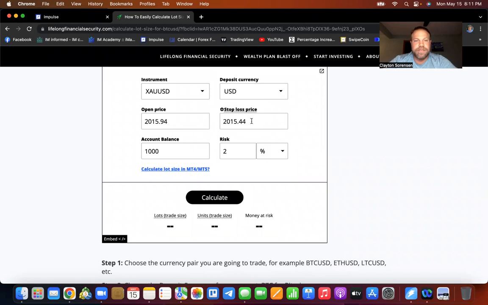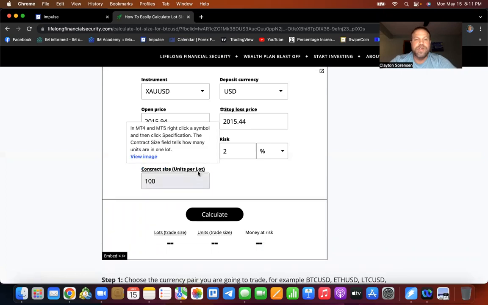50 ticks. Whatever your account balance is, I just threw 1,000 in there. This is just to show you guys, this is 1,000, risking 2% of your account. Here's another key factor right here. This calculate lot size to MT4/MT5. Now I'm going to show you, it pops up and says contract size, right?